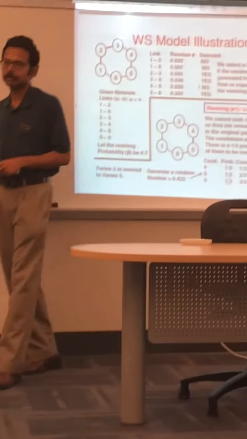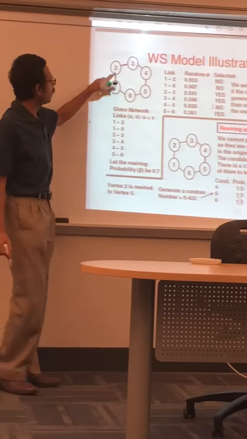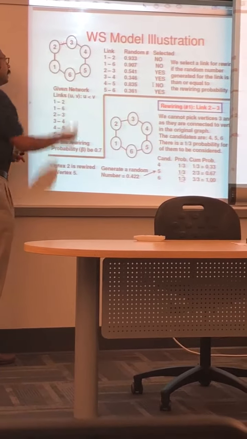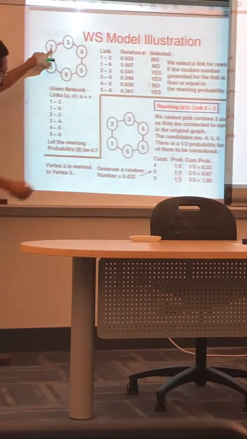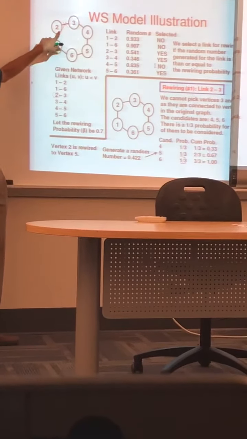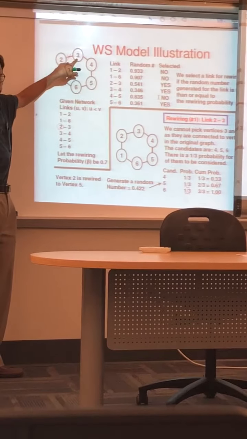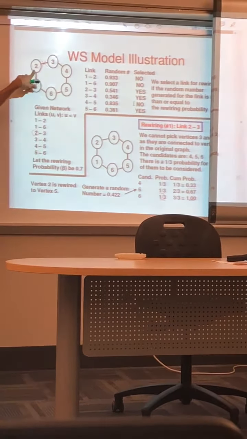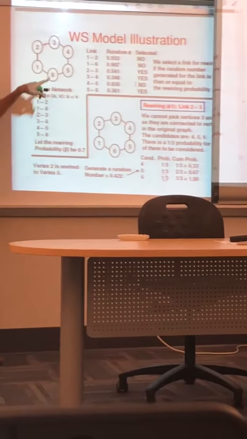Choose 4, 5, 6. Look at the graph. So you want to disconnect 2 and 3 and connect the first vertex. So you always choose the first vertex and connect it to somebody else. 2 cannot be connected again to 3, and you cannot connect it to 1 because it's already connected. So in this network the candidates are just 4, 5 and 6.